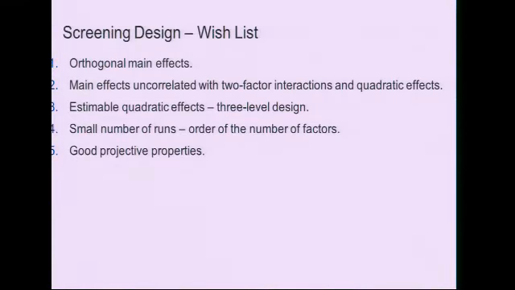So here's my wish list for a screening design. I want my main effects to be orthogonal. I want main effects to be uncorrelated with any second order effect, whether it's a two-factor interaction or a quadratic effect involving the original variables. I want all of my quadratic effects to be estimable. Therefore, I want a 3-level design.